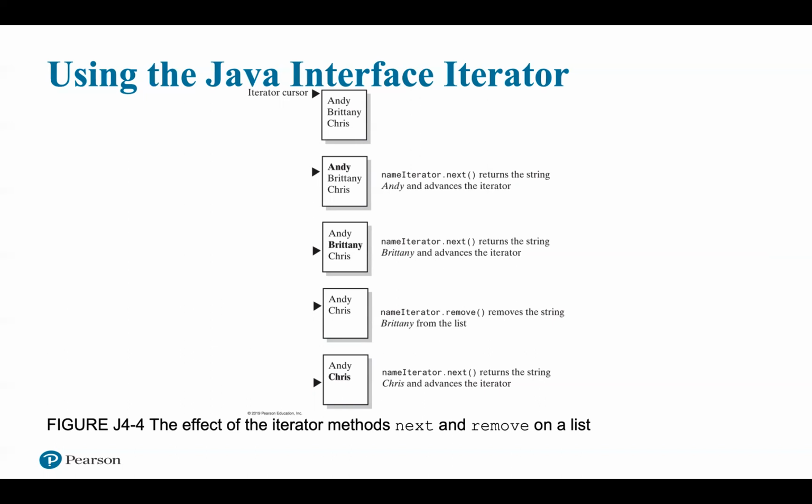As another example, the interface Iterator provides an operation to remove an entry from a data collection. This entry is the one returned by the last call to the method next. Thus, you must invoke next before you can call remove. Suppose nameList contains the strings Andy, Brittany, and Chris, and nameIterator is defined as in the previous example. The figure illustrates the behavior of the iterator's remove during an iteration of nameList. You can see how we take out a name from that list.